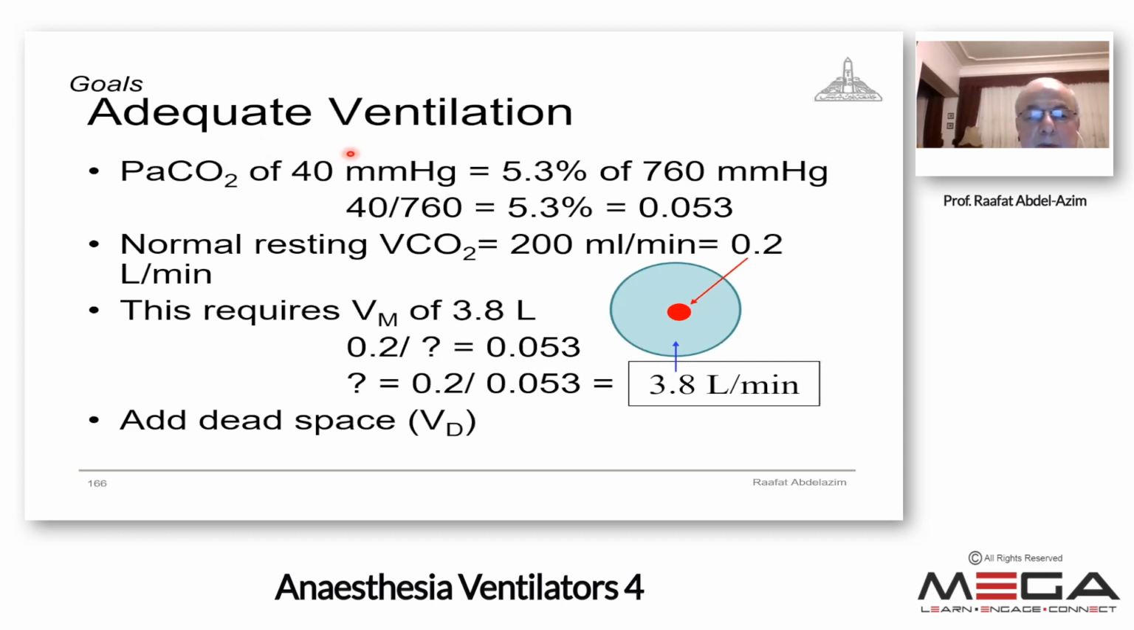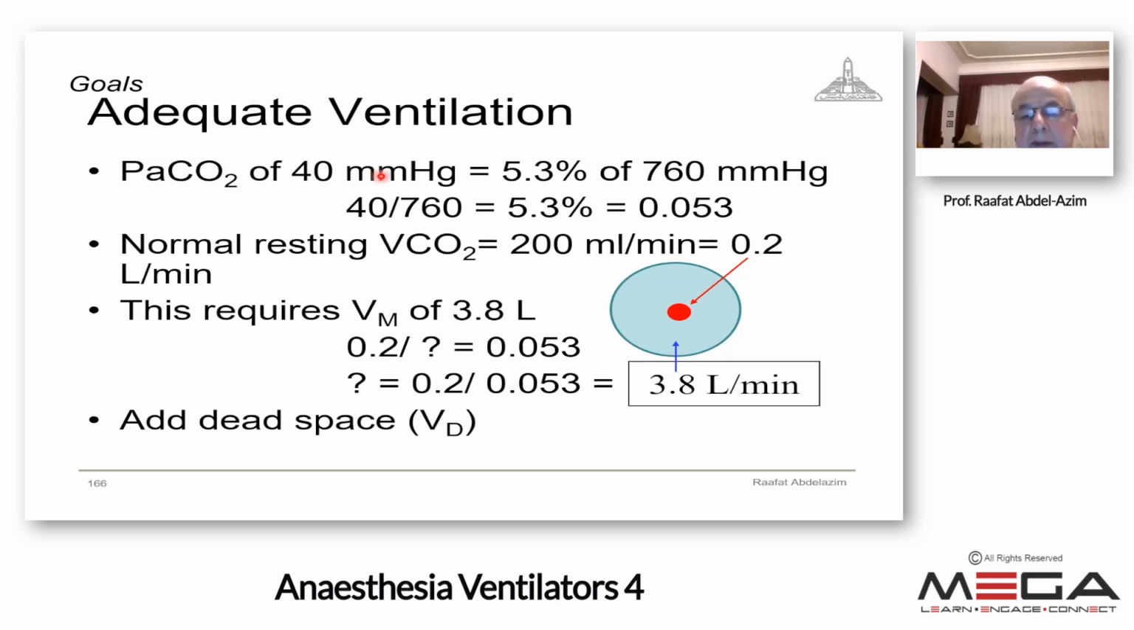Consider that we want the PCO2 of 40 millimeter mercury. 40 millimeter mercury is the normal, of course within a range from say 36 to 44. Let us consider it 40. 40 millimeter mercury is the partial pressure of carbon dioxide.